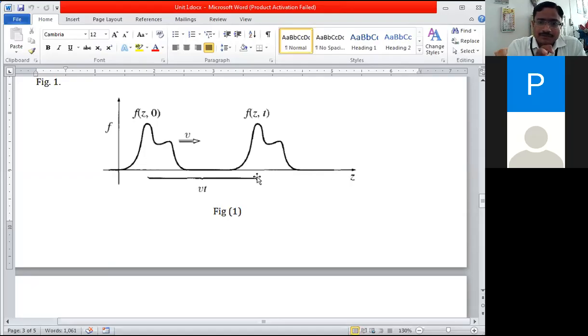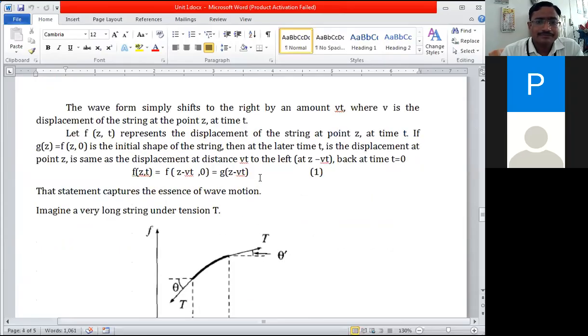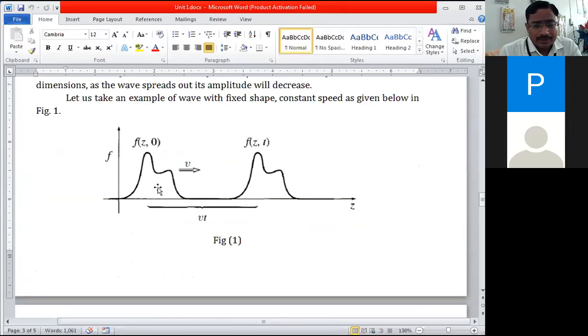That is from 0 to the time t. Now let us move further. What happens? What we say? The shape remains same, and I say the wave is propagating. The shape of the wave remains constant, but its position only changes.